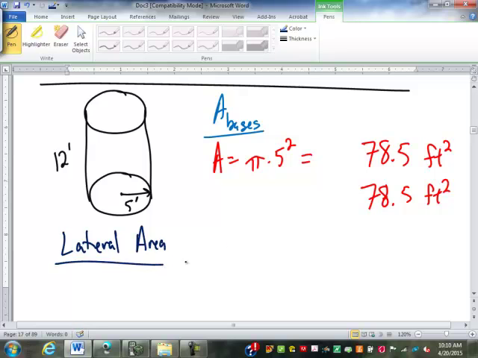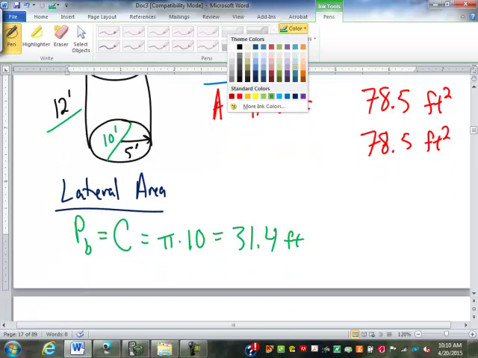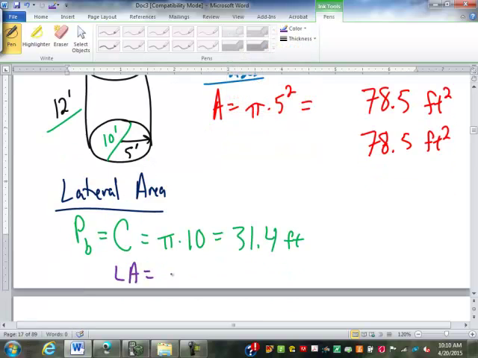For lateral area, I know the height is 12, but I need to know the perimeter of the base. My base is a circle, which means the perimeter is a circumference. So it'll be pi times 10. Where'd the 10 come from? The diameter. Radius of 5 means the diameter of 10, and it's pi times diameter for circumference. So 31.4 feet is the perimeter of the base, which makes the lateral area 31.4 feet times the height of 12 feet.